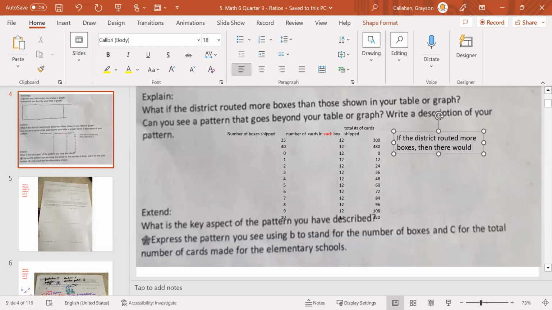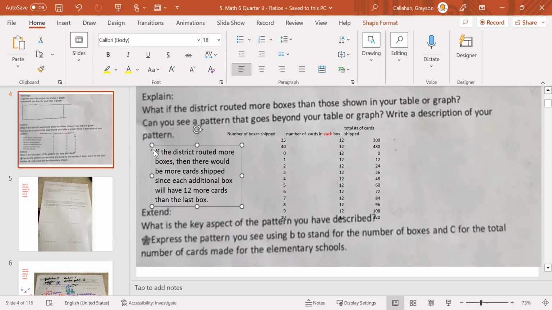No. There will be an increase of what for each box? Yeah, there will be more or less cards. There will be more cards shipped since each additional box will have 12 more cards than the last box, right? Okay, can you see a pattern that goes beyond your table? Is there a pattern that goes beyond the table?